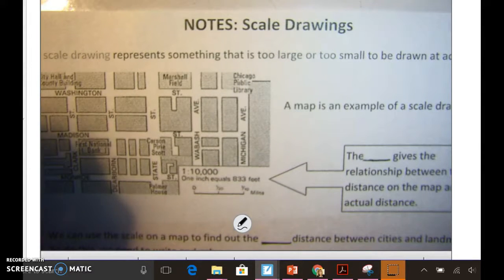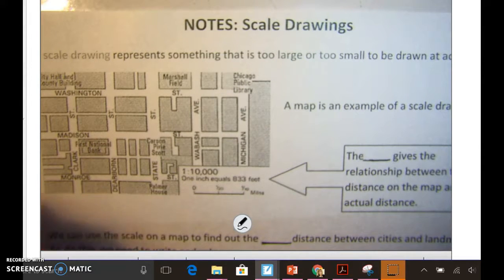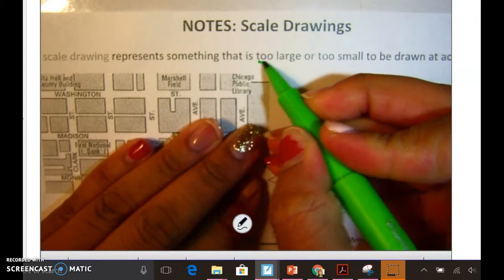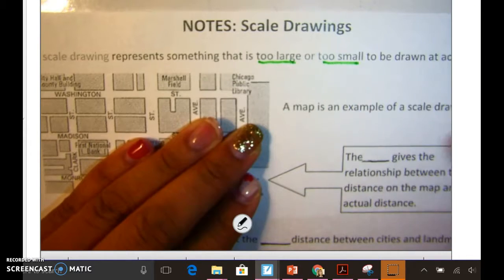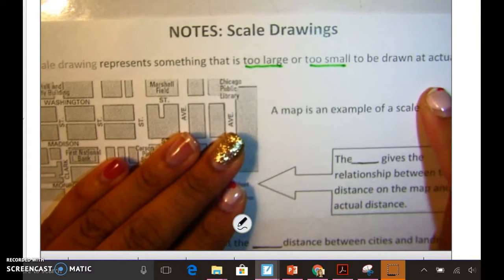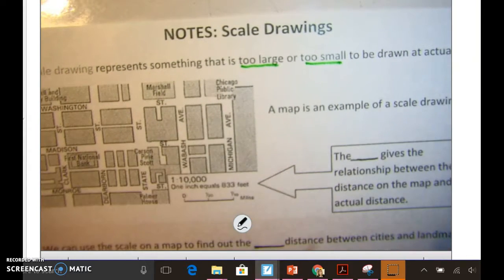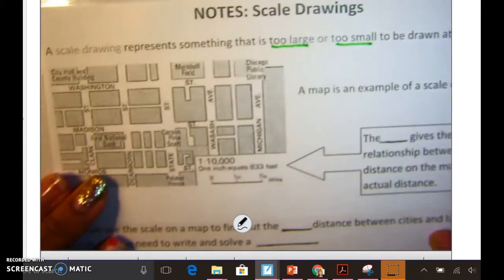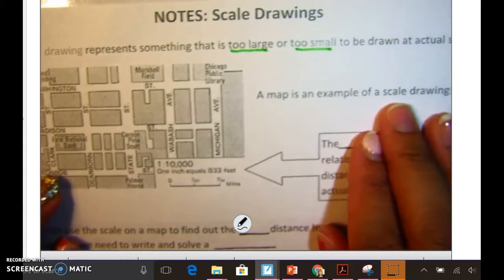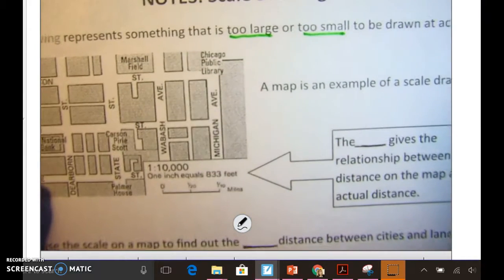So today we're taking notes on scale drawings. A scale drawing is a similar figure, but instead of triangles or rectangles, it's a map or a blueprint. It's something that's real, that's too large or too small to be drawn in its actual size. So we scale it down or we scale it up. Here's an example. A map is an example of a scale drawing.